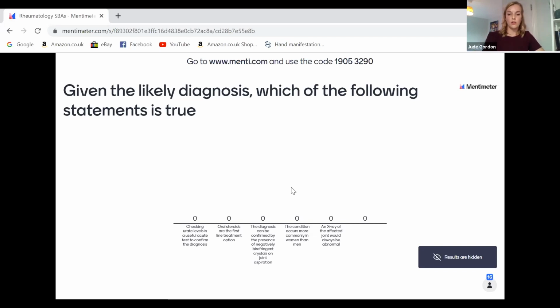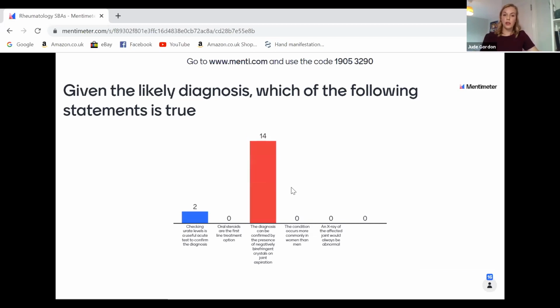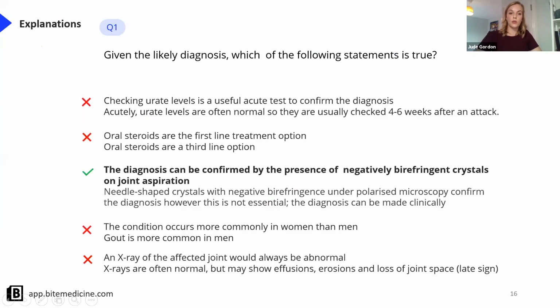Let's see what we've got. Oh, brilliant. The good majority of you there have got the correct answer. So there's a few different things I want to point out with this one. The correct answer, as I've said, is the one about the negatively birefringent crystals, and we'll talk a little bit more about that in a few slides' time.